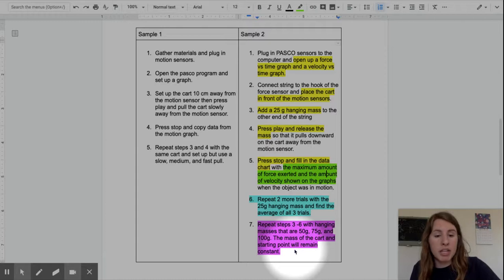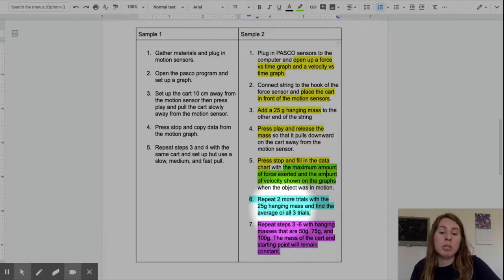It does not mention here our dependent variable. I'll come back to that in a second. Next, I want us to look at our blue annotations. The blue annotations are telling us that we need to repeat trials to make sure that we have consistent data that's reliable and that that addresses the possibility of error.